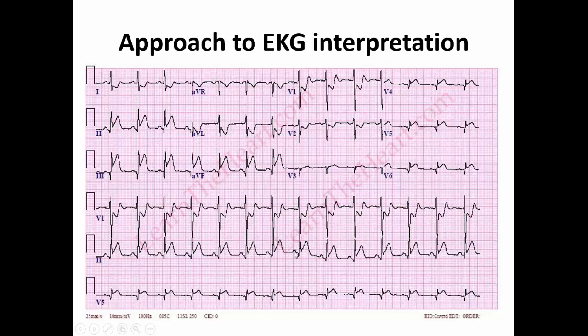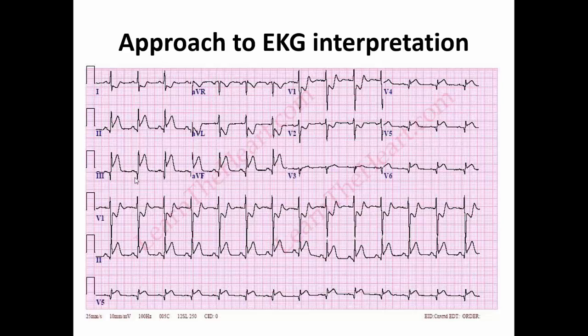When we take a look at the heart rate, we'll notice there's 1, 2, 3, a little bit more than 3 boxes, so heart rate's just less than 100, probably in the 90 range. Again, there's a P in front of every QRS, so regular rate, sinus rhythm, heart rate in the 90s.